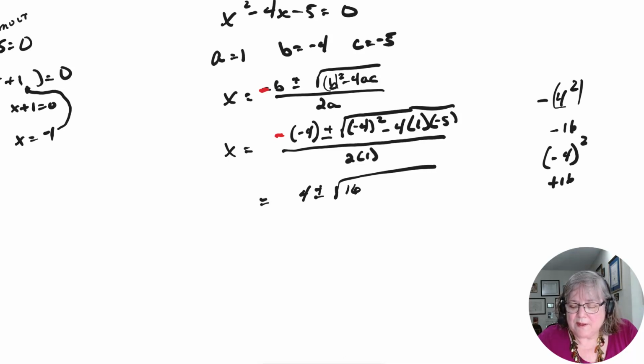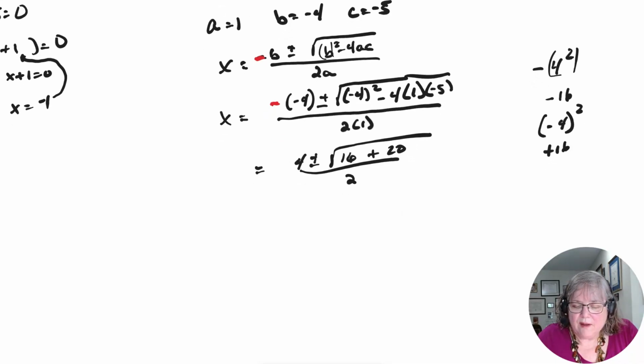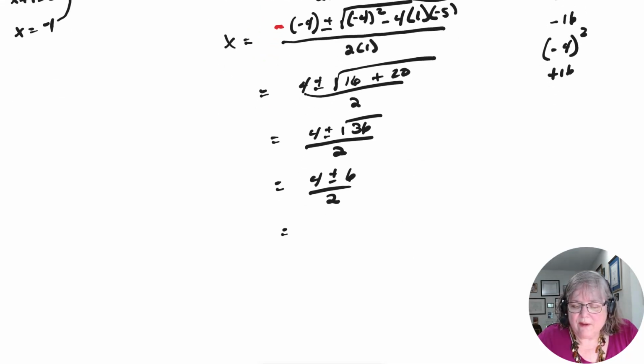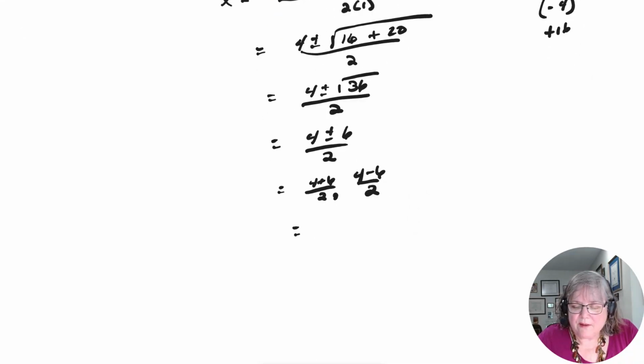-4 times 1 times -5 is +20, over 2. So you have 4 plus or minus the square root of 36, over 2. So this is 4 plus or minus, and the square root of 36 is 6. So you have 4 plus 6 over 2 and 4 minus 6 over 2. So you have 10 over 2 and -2 over 2. So you've got 5 and -1.